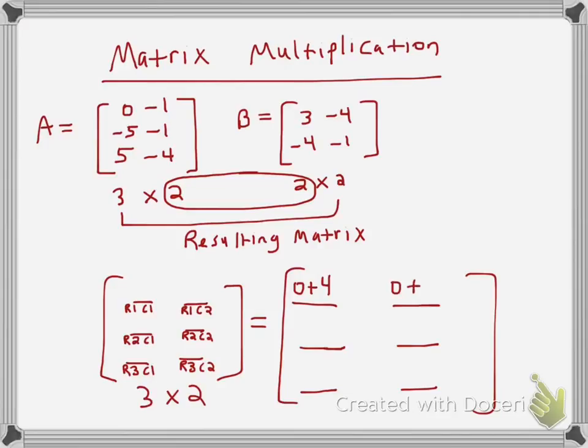I'm still in row 1, I'm sorry, row 1, column 2. So I'll take 0 times negative 4 and get 0. Negative 1 times negative 1 is a positive 1. Now I'll do the same thing repeatedly.